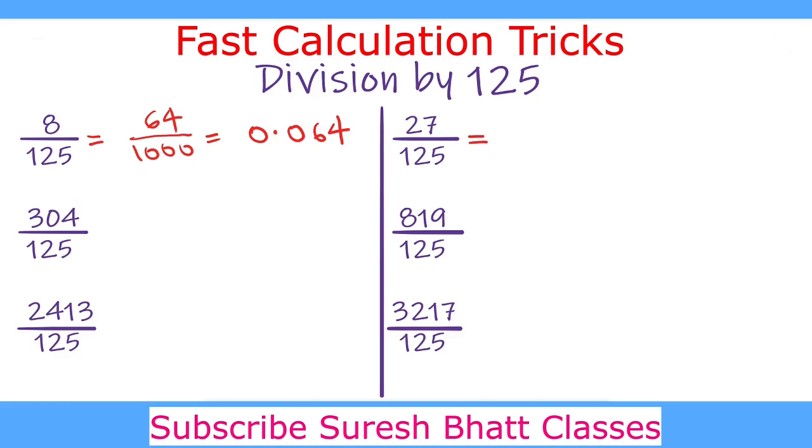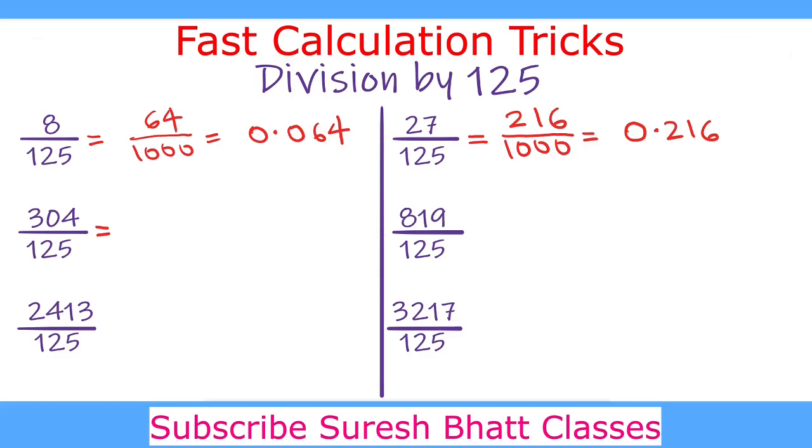Our next question is 27 divided by 125. So we have to multiply 27 by 8. So we split 27 into 20 plus 7, and 20 times 8 is 160, and 7 times 8 is 56. So 160 plus 56 is 216. So this becomes 216 upon 1000, and we have to put decimal after 3 digits. So our answer is 0.216. This way it becomes easy when we divide it by 1000 by putting the decimal after 3 digits.